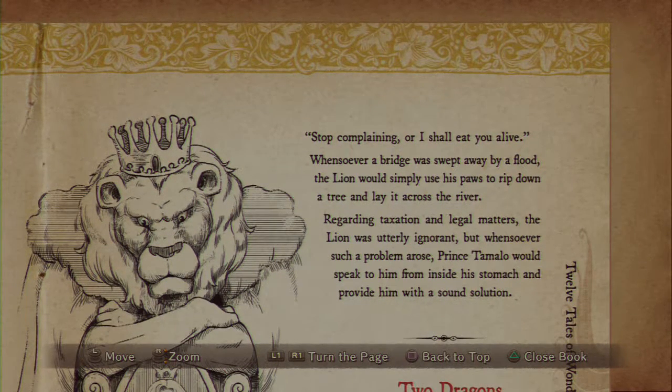Whenever a bridge was swept away by a flood, the lion would simply use his paws to rip down a tree and lay it across the river. Regarding taxation and legal matters, the lion was utterly ignorant. But, whensoever such a problem arose, Prince Tamalo would speak to him from inside his stomach and provide him with a sound solution.